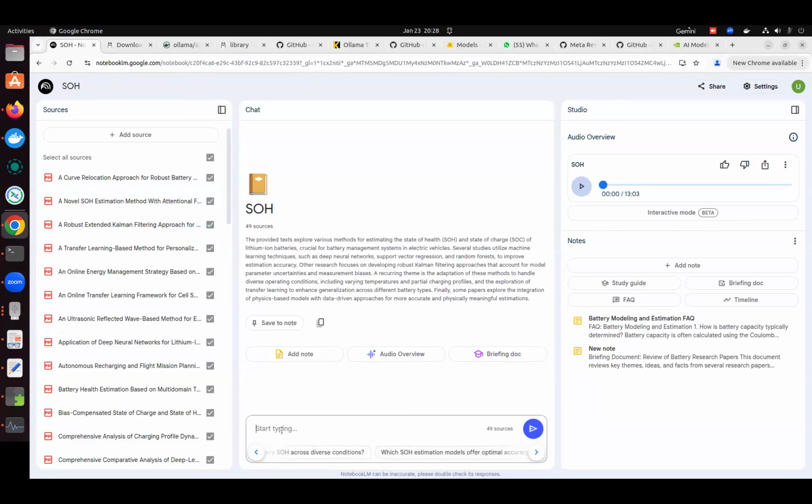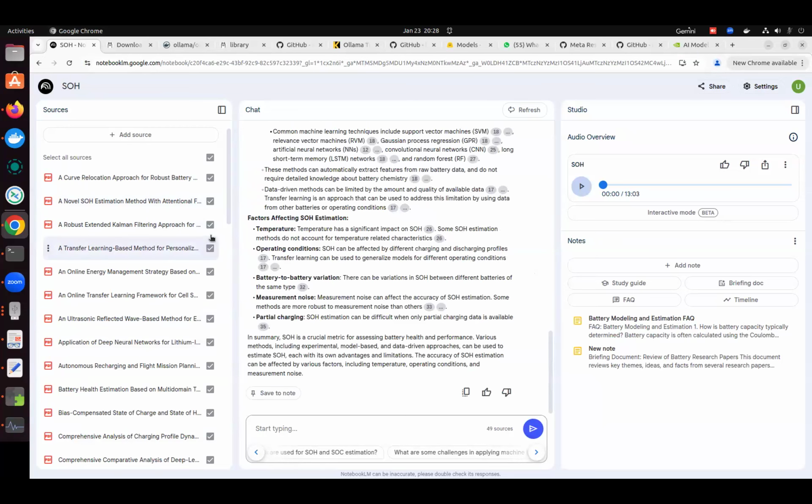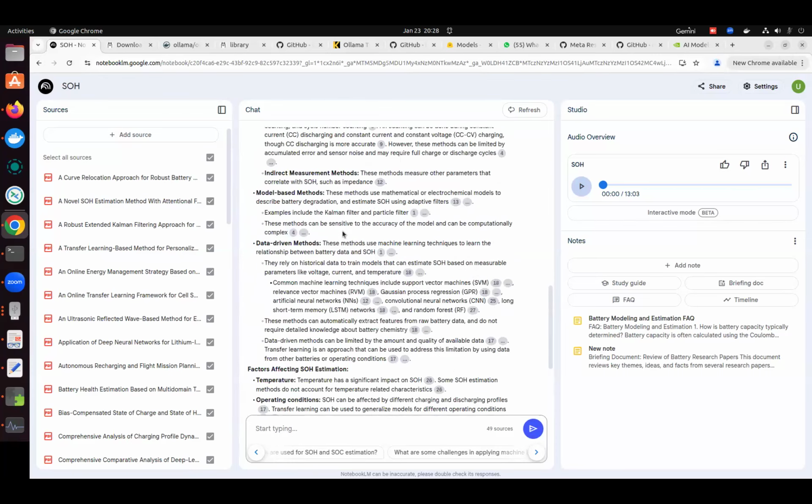So I can ask, what is SOH? Okay, that is actually state of health. It is processing, and it will give out the answers based upon the documents that we have uploaded. And if there are some documents you want to include, or resources you don't want to include, that can be done here. So now, what is SOH?